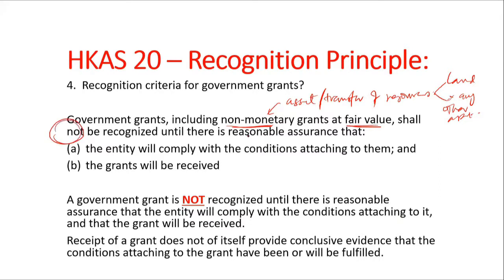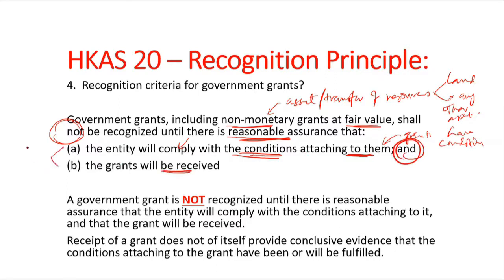shall not be recognized until there is a reasonable assurance that the entity will comply with the conditions attaching to them. So of course, grants have conditions. Grants have conditions. It's a contract, and contract never comes without conditions. Contracts always have conditions, and this "and" is important. The grants will be received.